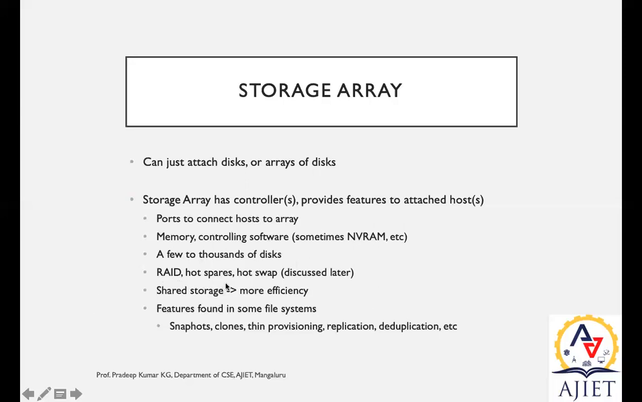Hot spare, hot swap during runtime: whenever there is a failure with a particular disk, you can swap that particular disk. That is a major functionality or feature. Then we have shared storage, so that we may get the highest efficiency. And some other features like snapshots, clones, thin provisioning, replication, deduplication, etc.